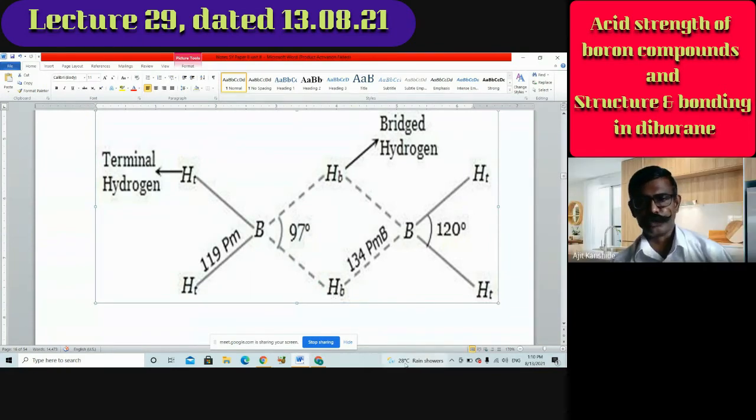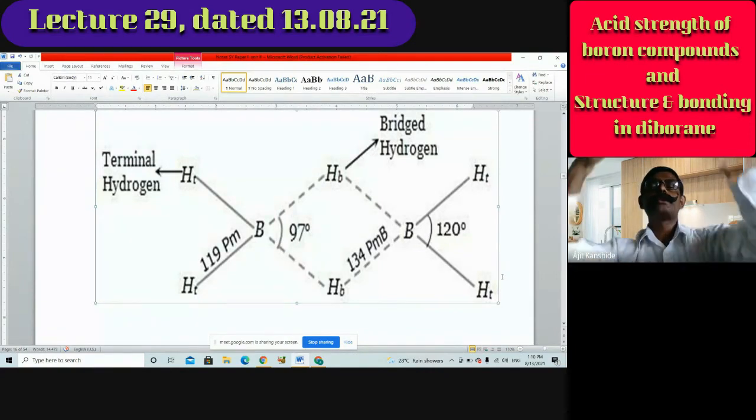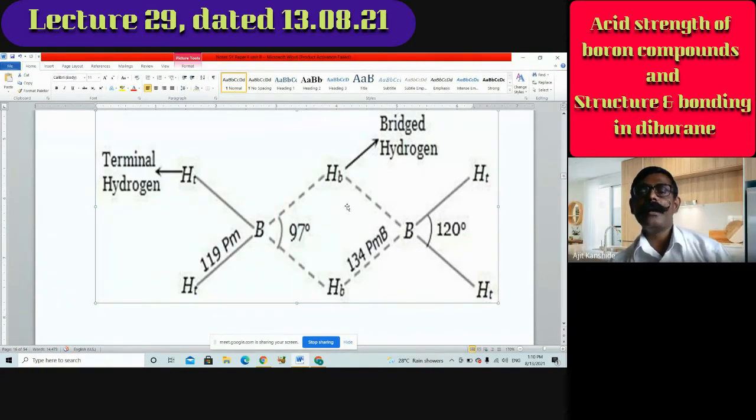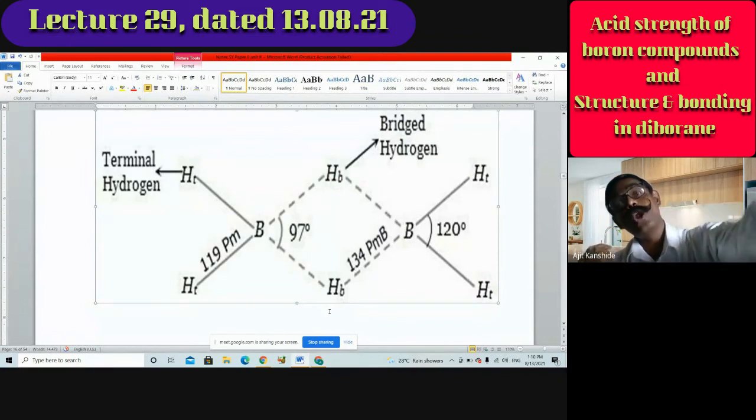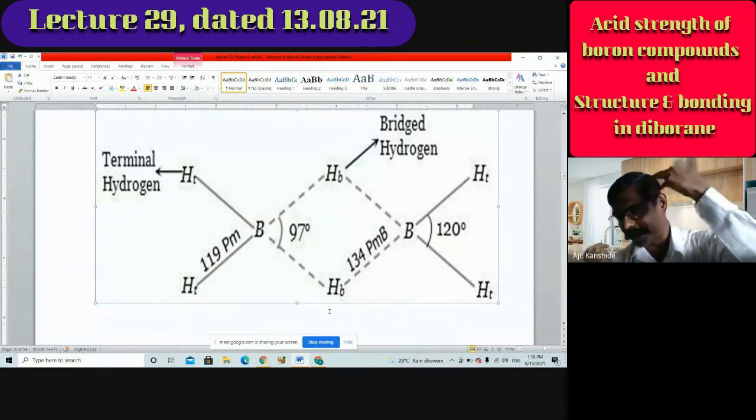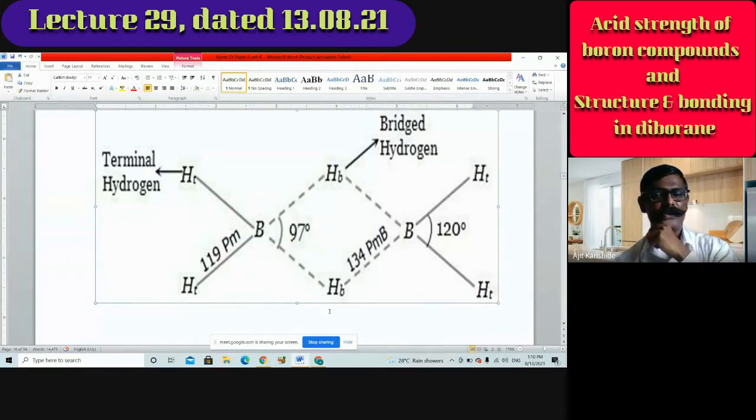Okay, good. So whichever 6 hydrogens are there, those are divided into 2 parts. One part is terminal hydrogen, those are in the plane, and the other part is bridged hydrogen, those are not in the plane of those terminal hydrogens. One is above the plane and the other is below the plane, behind the plane. It's a 3-dimensional imagination or understanding.